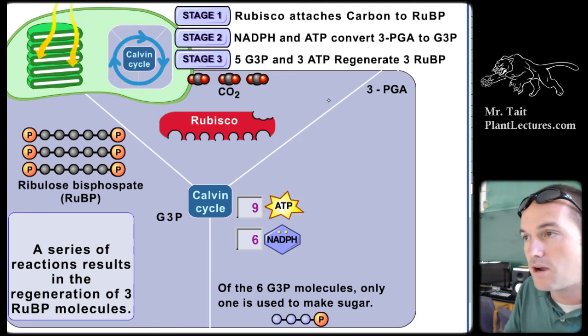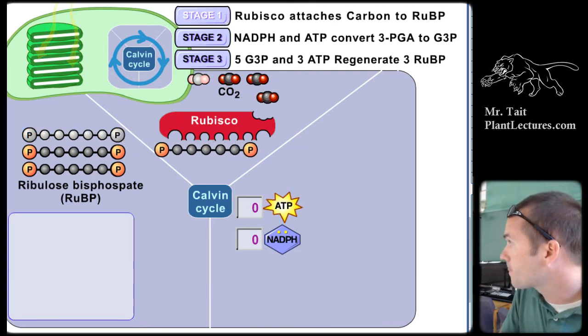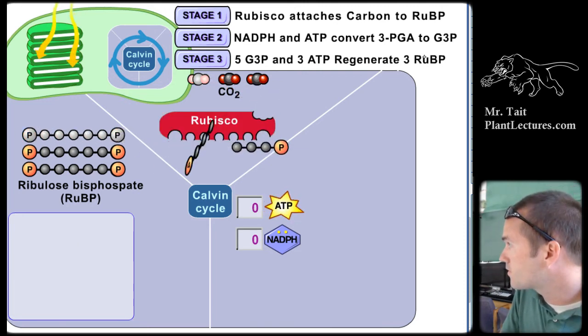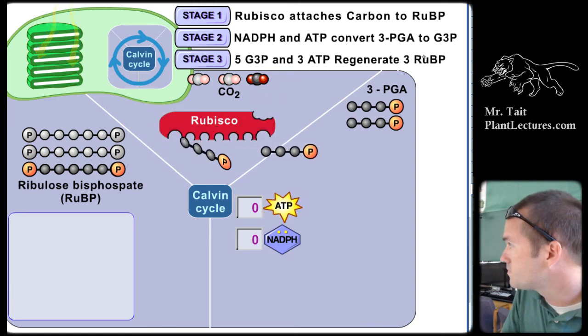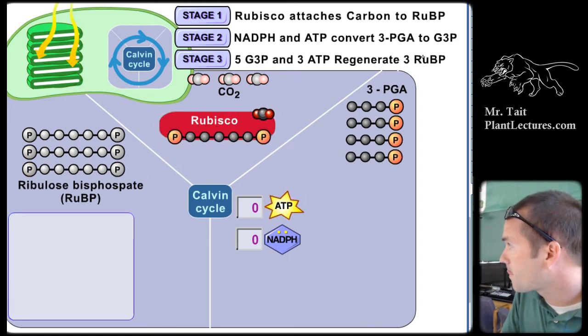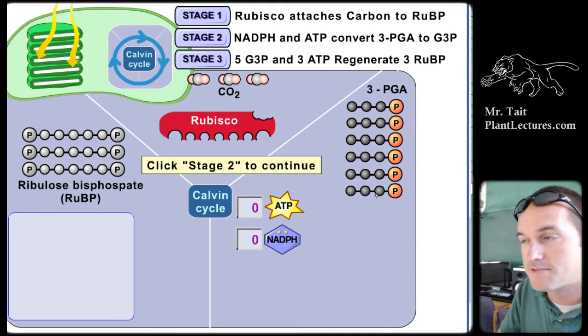And that'll create a 6-carbon chain, which quickly breaks down into PGA. The 6-carbon chain breaks down into PGA, like so. This happens 3 times. This leaves us with 6 molecules of PGA, phosphoglyceric acid.